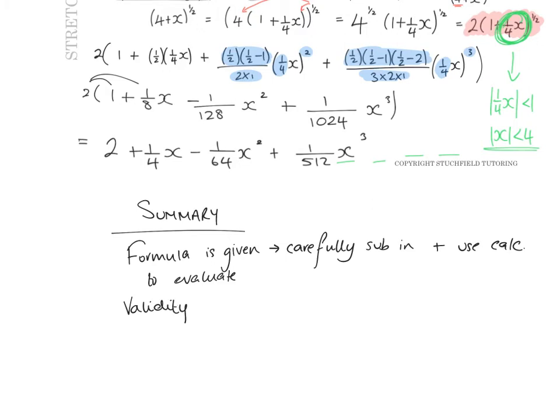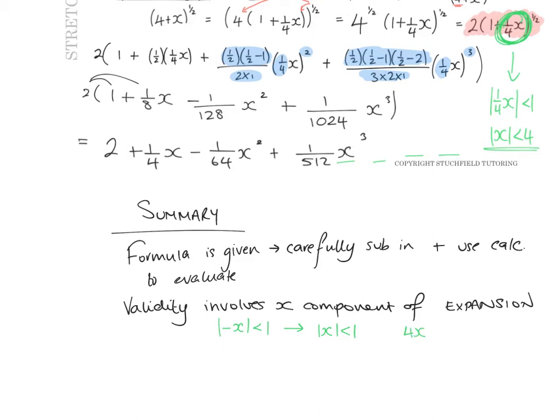Validity involves the x component of the expansion. So whatever I expanded, I use. So if it is minus x, then that is the same as x is less than 1. Or if it was 4x, then that's x is less than a quarter. So validity is often important.